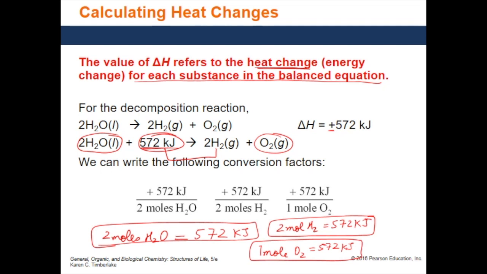Okay, just be very careful with the sign of delta H. Delta H, if it has a positive sign, it is the heat that is absorbed.